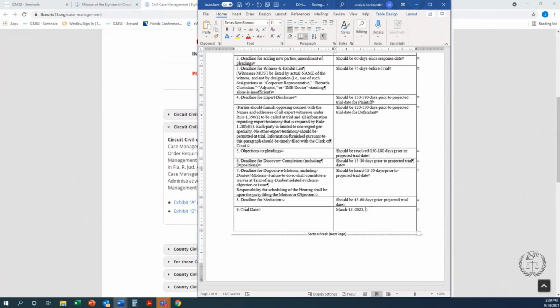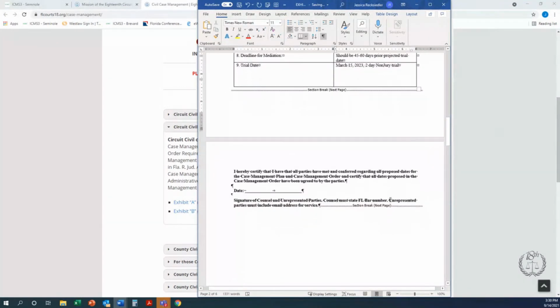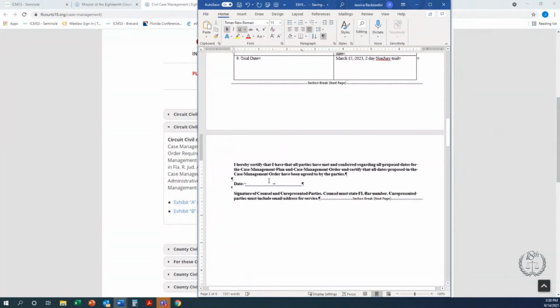You're also supposed to put in there the time frame for the trial, whether it's a 5-day jury trial, because of course if you're demanding trial by jury, put a 5-day jury trial, or if it's a 2-day non-jury trial, to place that in the portion with the trial date. After that is done, it is to be dated and then signed by the parties.